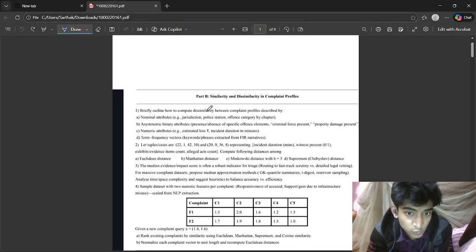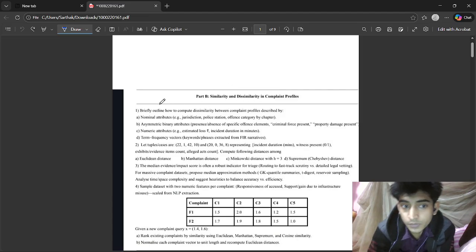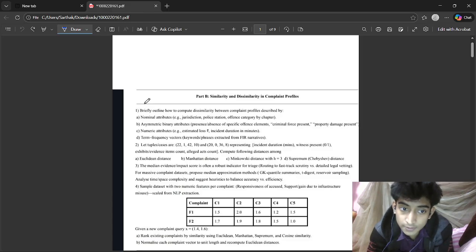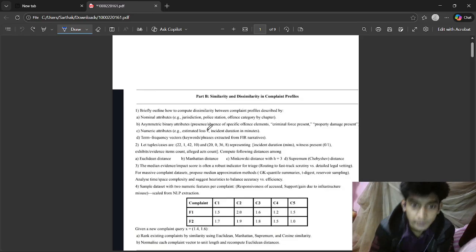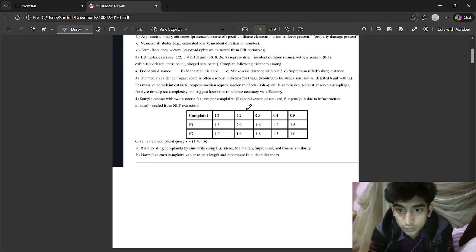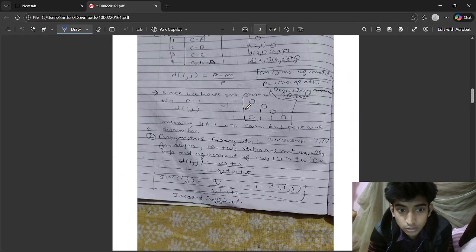Okay, so in this video, we'll be covering internal to part B, which is similarity and dissimilarity. Our first question says, briefly outline how to compute dissimilarity between complaint profiles: nominal attributes, for example, jurisdiction, police station, offense category, asymmetric binary attributes, numeric attributes, and term frequency vectors. Right, so let's discuss it.